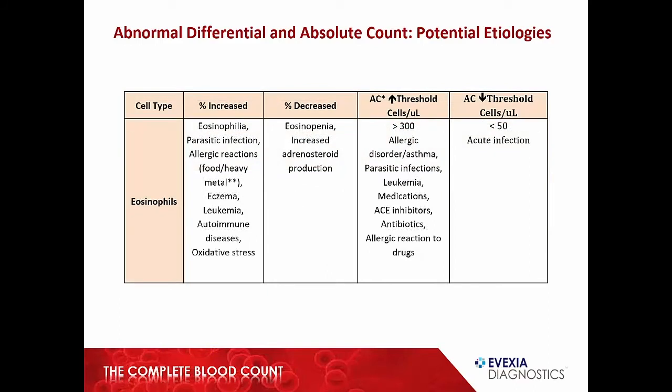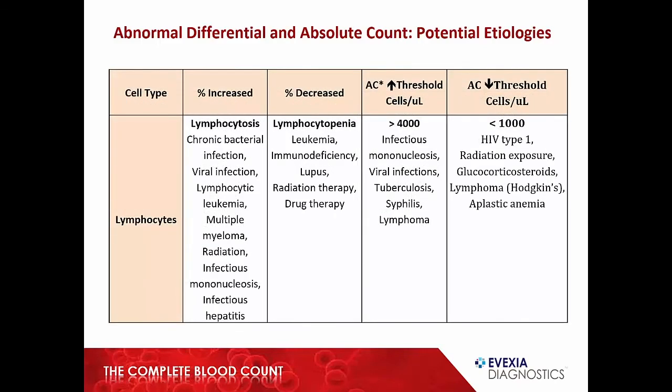Same here for the eosinophils: increased percentage, decreased percentage, and conditions that could cause an increase in the absolute count or the threshold, what that could mean, high and low. And the lymphocytes, same scenario here, conditions that would cause an increase in the percentage and decrease in percentage and the threshold. In other words, anything over 4,000 cells per uL, conditions that would cause that, and anything under 1,000 cells per uL, conditions that would cause that.